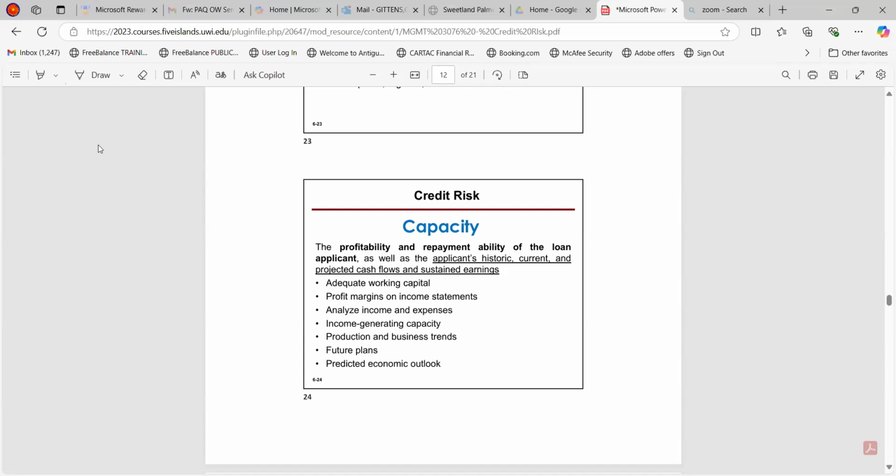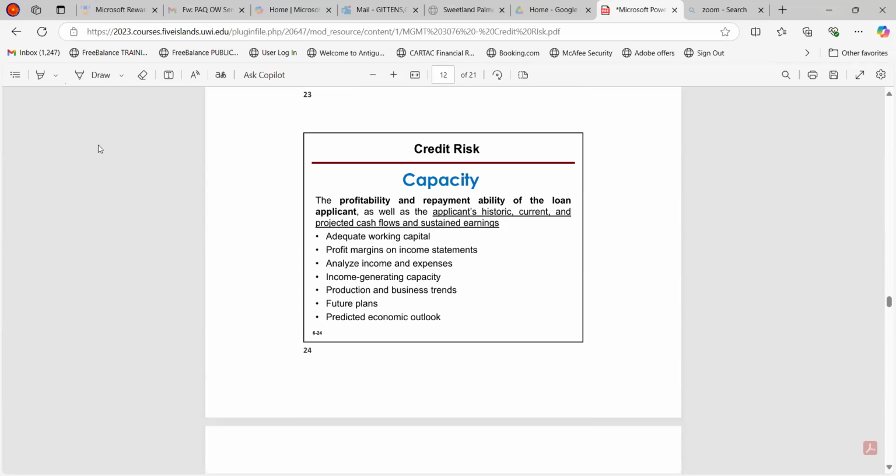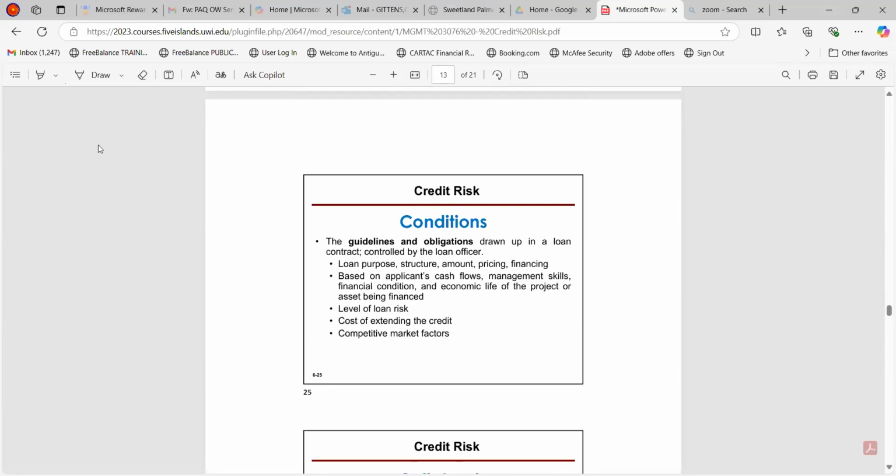Business plan is going to show forecasted cash flows. Business plan is going to show what the plans are for this company going forward. Then you're going to couple that with the economic outlook. What are the conditions? Financial institutions will look at the different conditions, all right? So conditions are the guidelines and the obligations drawn up in a loan contract. Those are controlled by the loans officer.